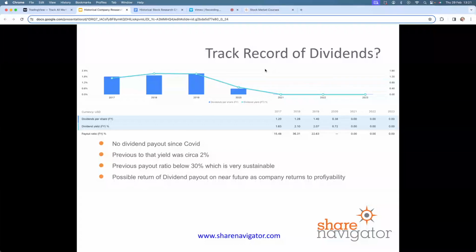So now we're going to look for a track record of dividends. Now, every investor is going to be different here. So first of all, what is a dividend? Well, a dividend is a portion of the profit that the company pays out to its shareholders to reward the shareholders for being loyal investors as such.